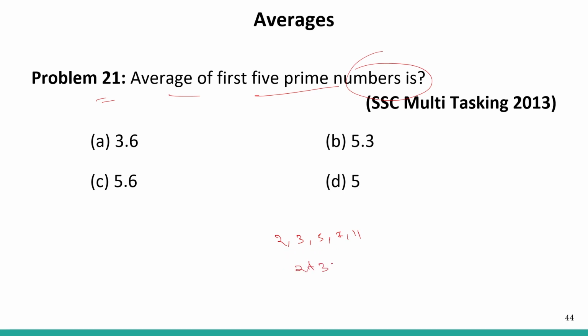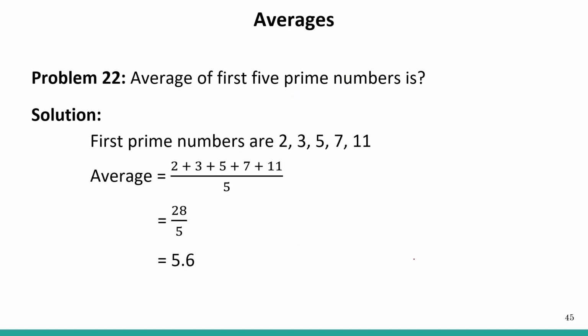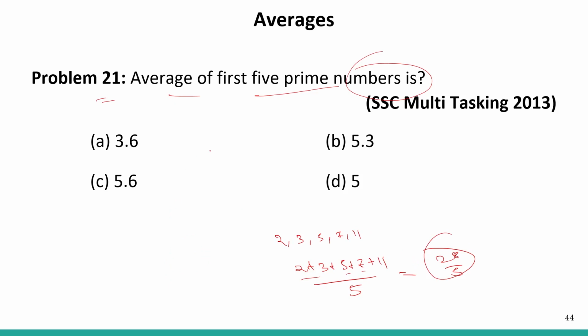So 2 plus 3 plus 5 plus 7 plus 11 by 5 is equal to what? 5 plus 5 is equal to 10 plus 17. So this will be 28 by 5. So 28 by 5 is the correct answer, which is equal to 5.6. So 5.6 is the correct option, that is C. These are all wrong options. The only correct option is option number C.